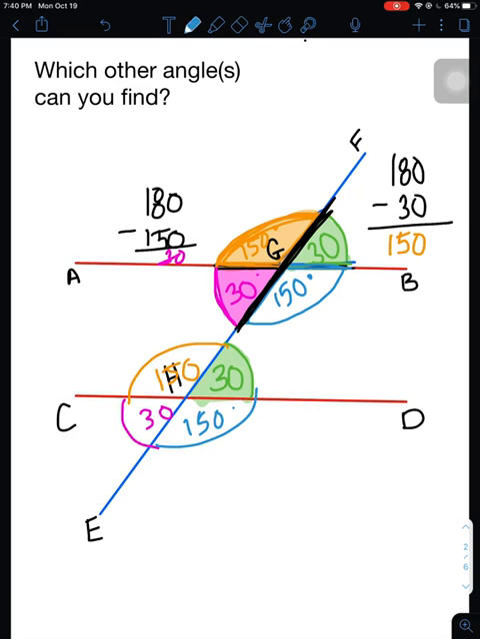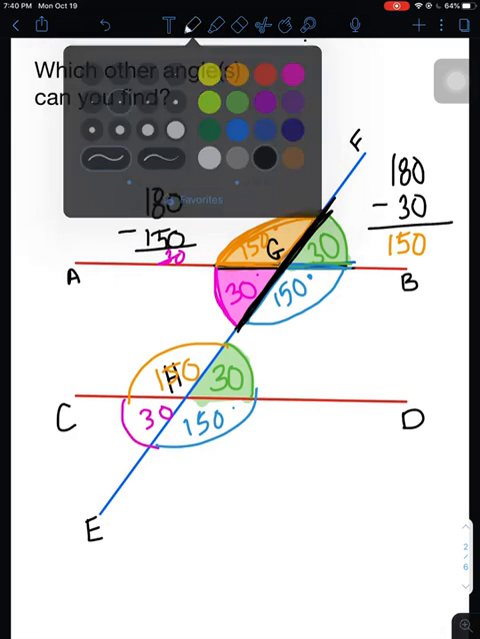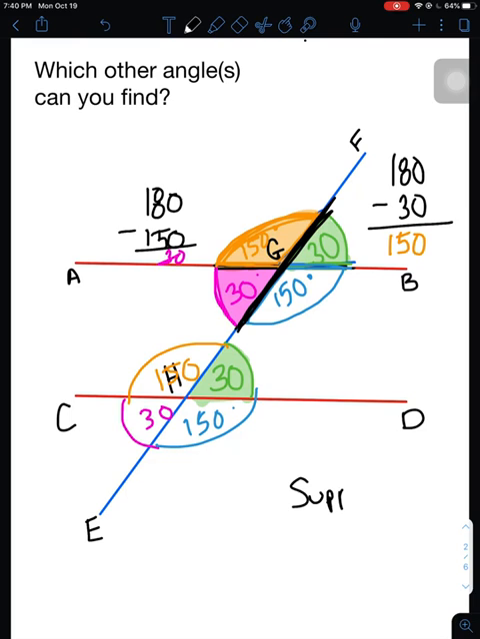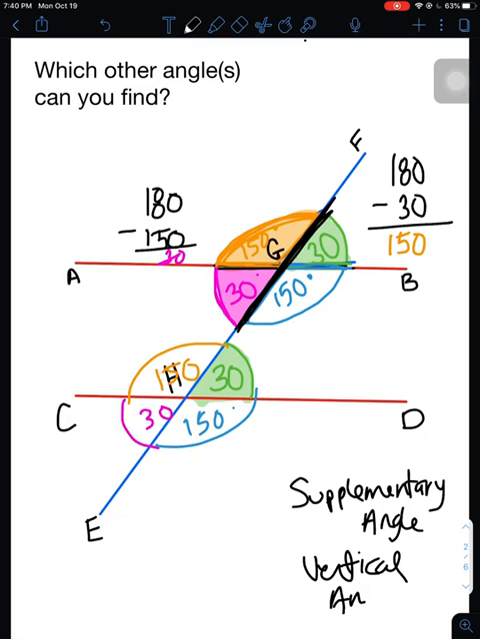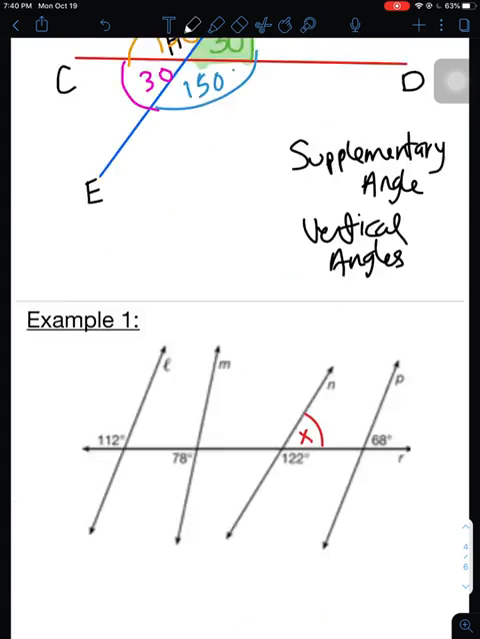So notice how just with one angle, we were able to figure out all of these using ideas such as supplementary angles and vertical angles. So we used all of that to figure those out. All right, take a moment to pause this, rewind if you need to, and take some notes down.